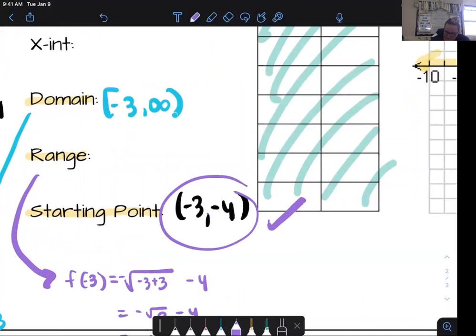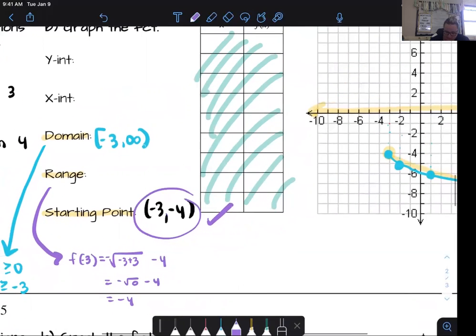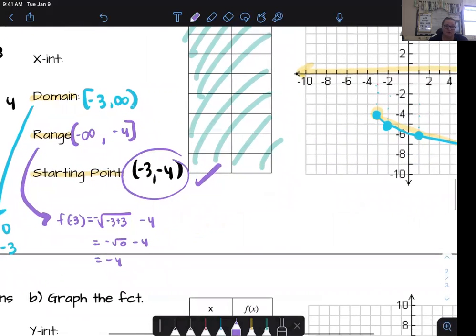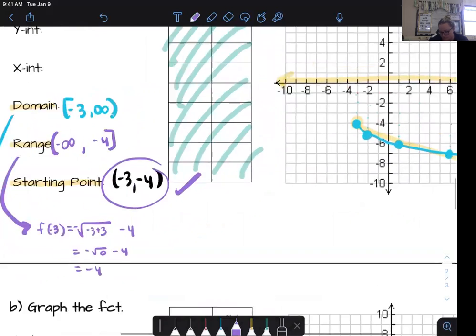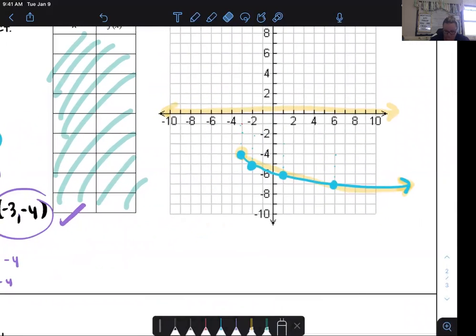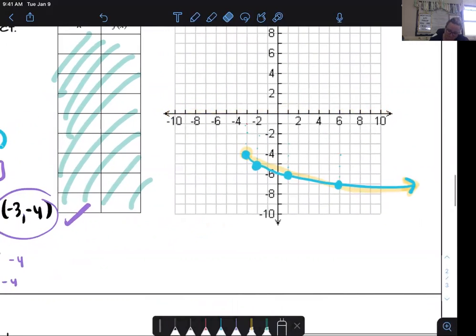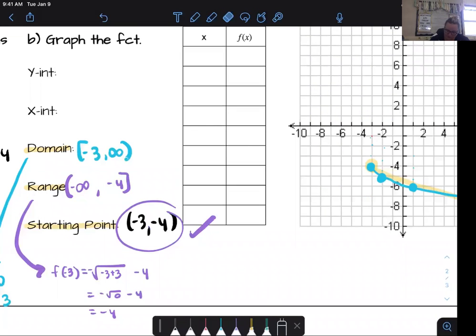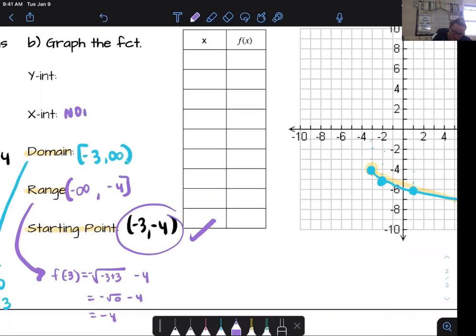It looks like -4, because of that reflection, -4 is actually the greatest value y is ever going to be. And we need to include all the y values up to that though. So -infinity to -4 is actually our range for this function. Yay for bells. We just talked about how there's no x-intercept, so I'm saying none for my x-intercepts.